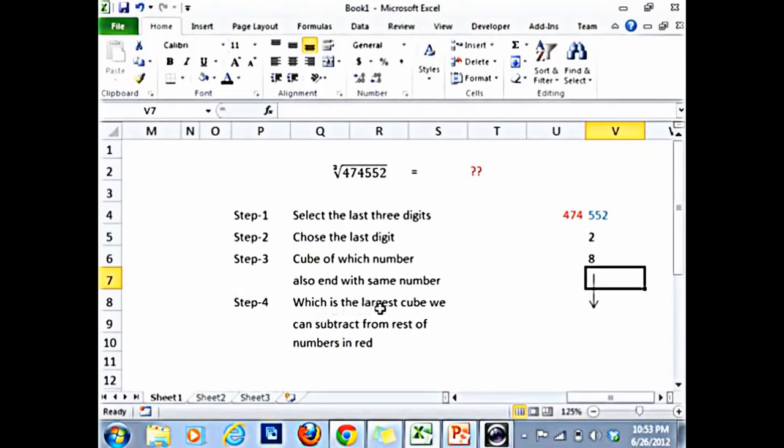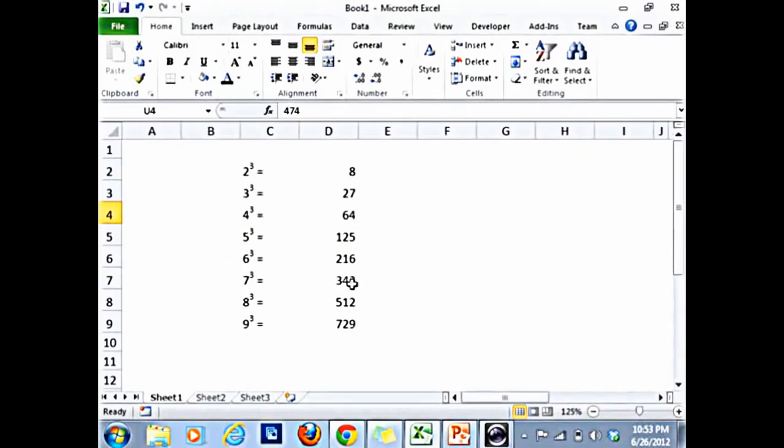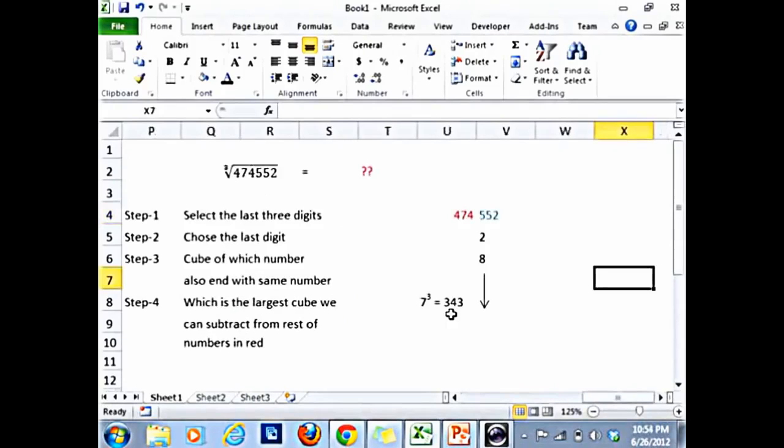And now, which is the largest cube we can subtract from the rest of the number in red? So I have 474. If I go back to my table, the largest cube I can subtract from 474 is 343. Now we know that 7 cube is 343 and 8 cube will be larger than 474, so we can only select 7. So what I write here is 7, and then we have 8. So now 78 is your answer.